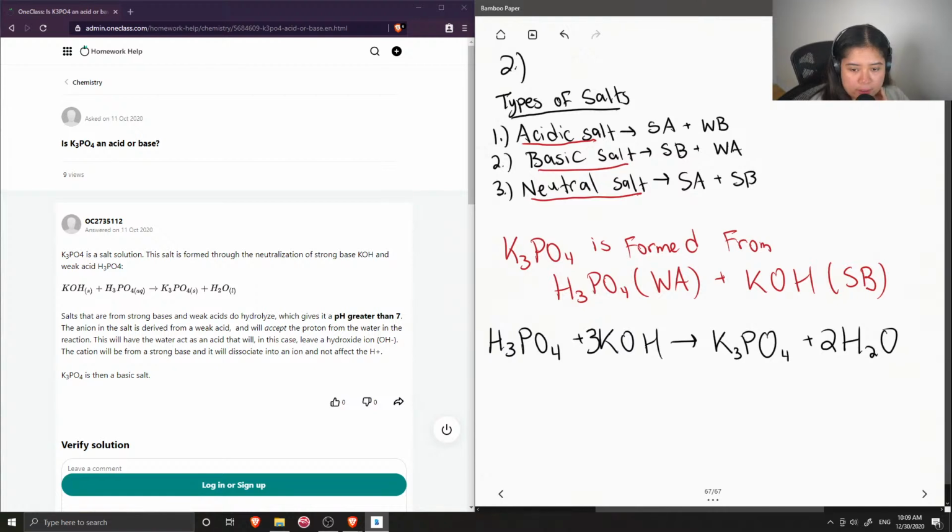4 hydrogens, 6 oxygens, 3 potassium, and 1 phosphorus. Okay, so therefore K3PO4 is a base, or a basic salt.